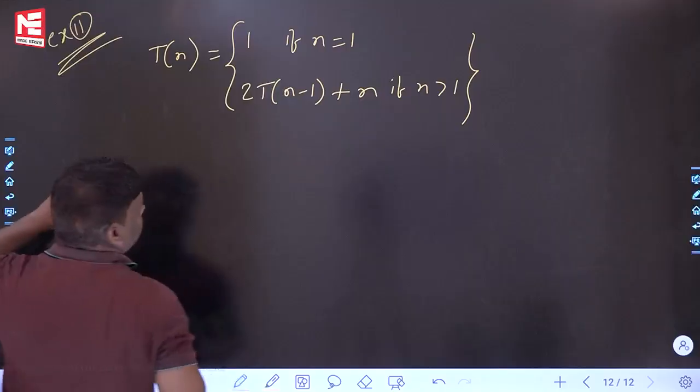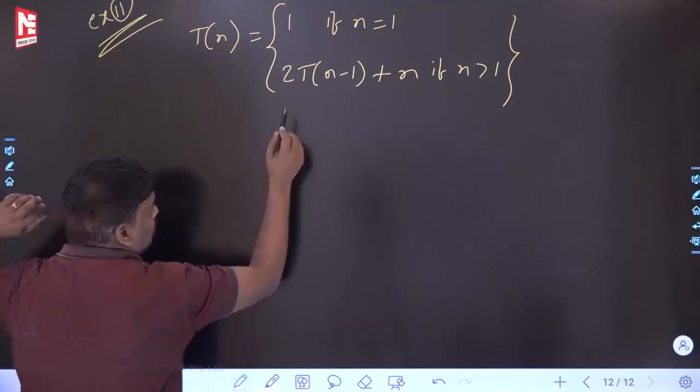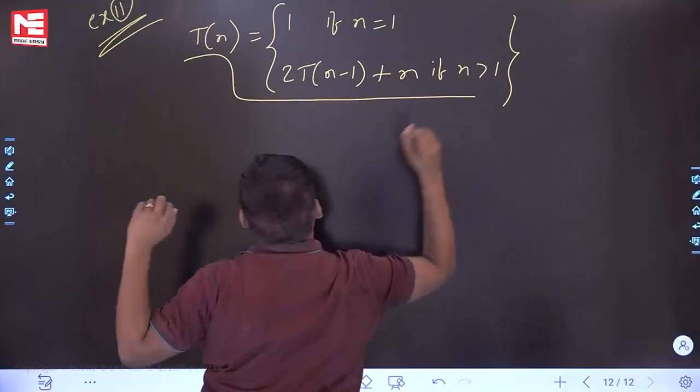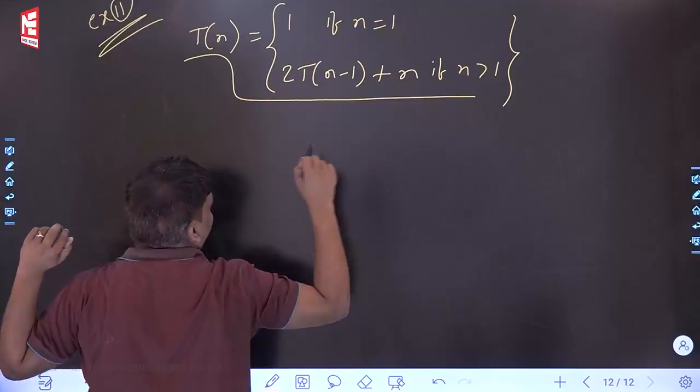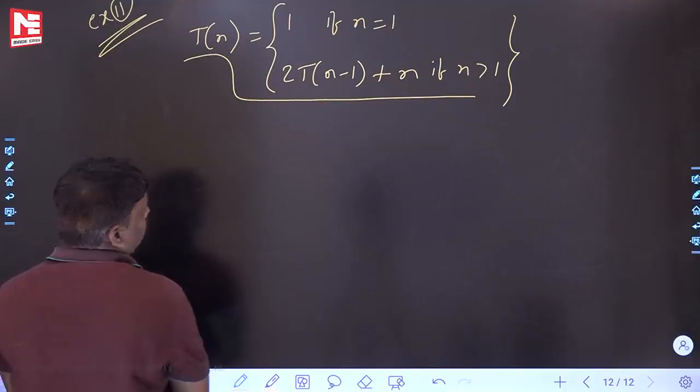So how to solve this one? Let's see this problem also. We have done nice problems until now, right? Please concentrate on this also. Which part is important? The else part. Read the else part: Tn is equal to 2T(n-1) plus n. Right? Can you help me now? If you read this, Tn is equal to 2T(n-1) plus n.